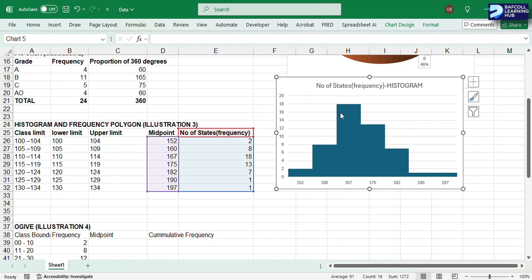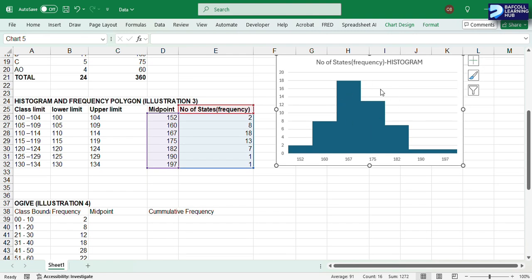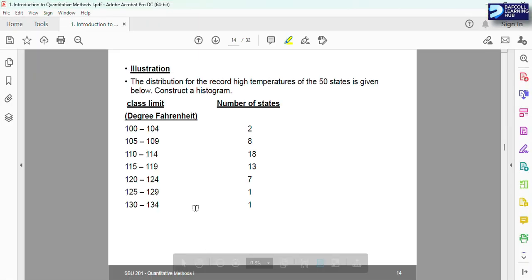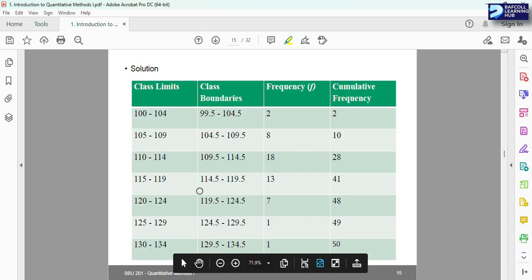But with the histogram we can see that the one with the highest bar, which is 18, goes to the 110 to 114 class limits, with a midpoint of 16.7. So this gives us a very clear picture of what the data looks like.